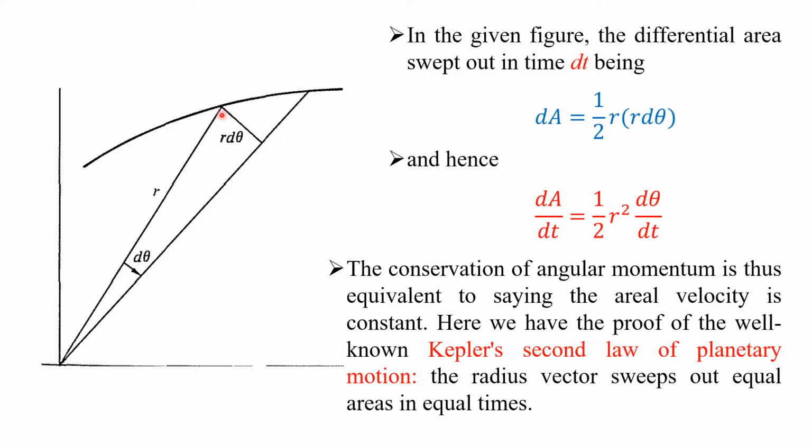Here you can easily understand. See, this is approximately taken when r d theta is small, it is length into breadth, area divided by 2, because if you add another area like this, this is half of the actual area. If you take a rectangle, it is half. It is a triangle. So this is equal to half r squared d theta by dt, which is a proof for Kepler's second law.